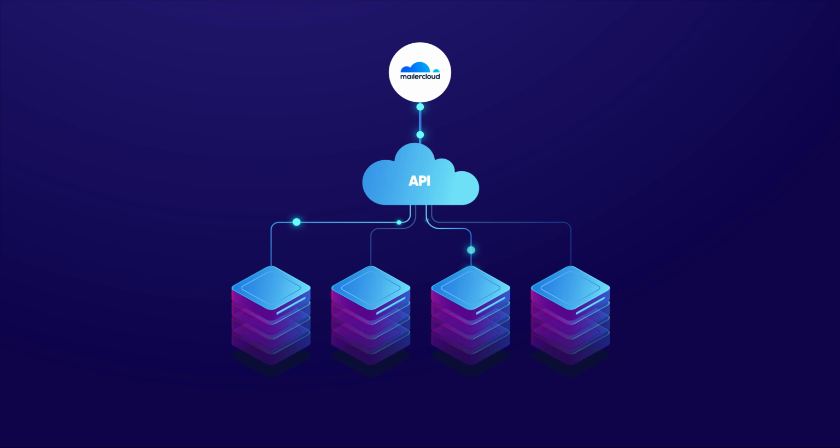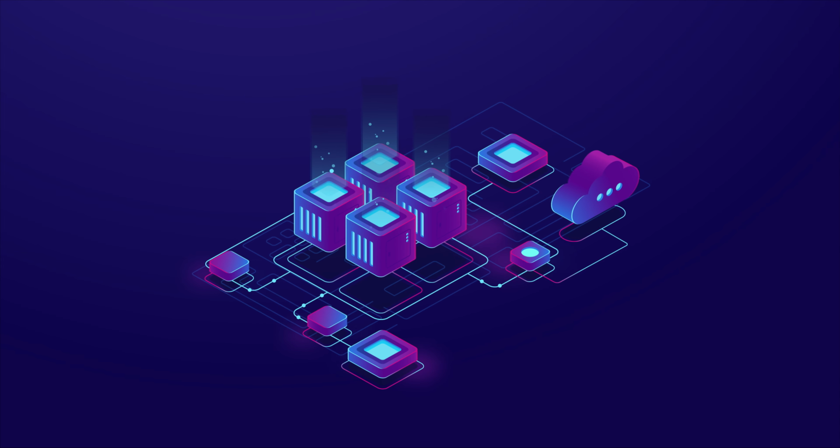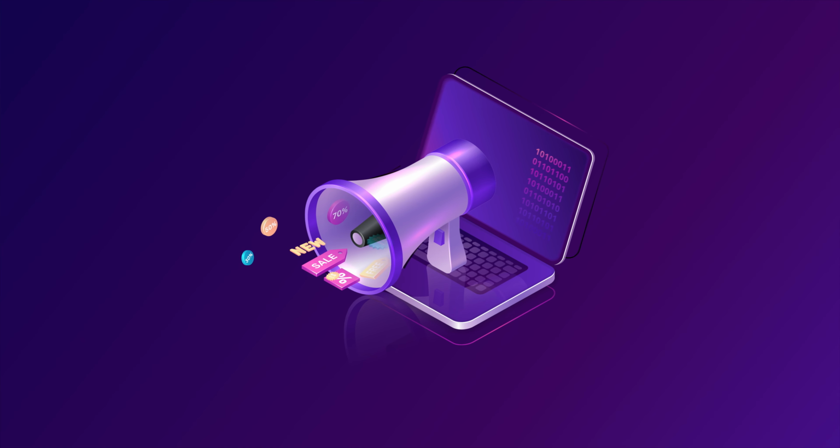An API key in Mailercloud is a unique identifier used to authenticate and integrate your Mailercloud account with other applications and services. It allows you to automate tasks, manage contacts, send campaigns, and access Mailercloud features programmatically, making your email marketing more efficient and effective.